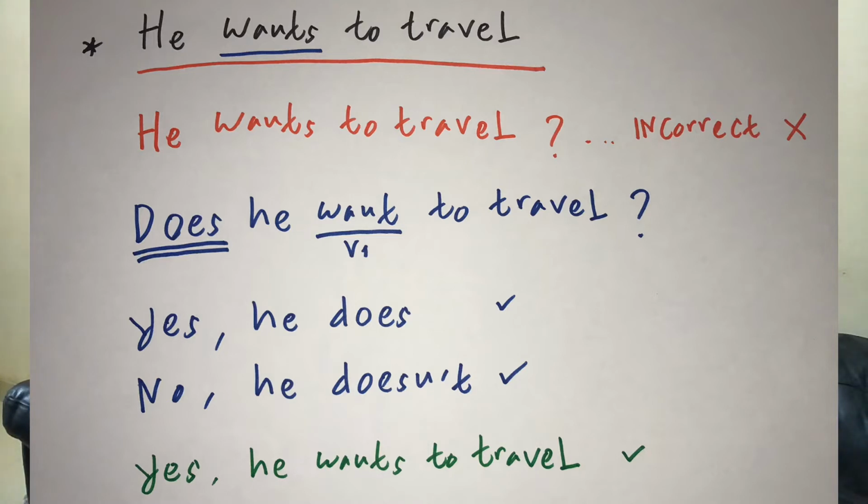Some people might make the question in the wrong way. He wants to travel, without putting an auxiliary, which is wrong. So the sentence I write in red is the example of a wrong yes-no question. Some people might also answer with a long response, which is fine. Does he want to travel? Yes, he wants to travel. That's an example of yes-no question in a verbal sentence using simple present tense.